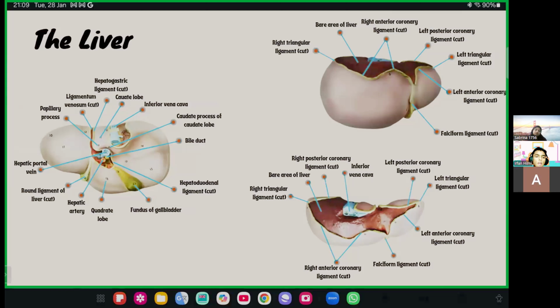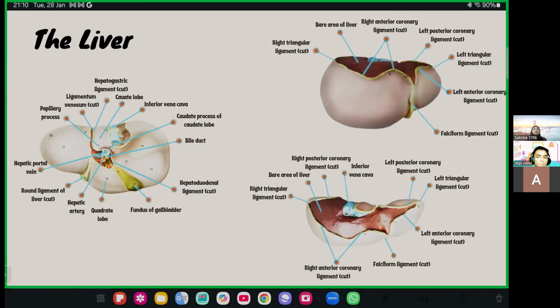It also has many other ligaments, like the coronary ligaments and triangular ligaments, which anchor the liver to the diaphragm, while the hepatoduodenal ligament carries the portal triad. The inferior vena cava passes through the liver, carrying the deoxygenated blood back to the heart, while the hepatic portal vein brings nutrient-rich blood from the digestive system.